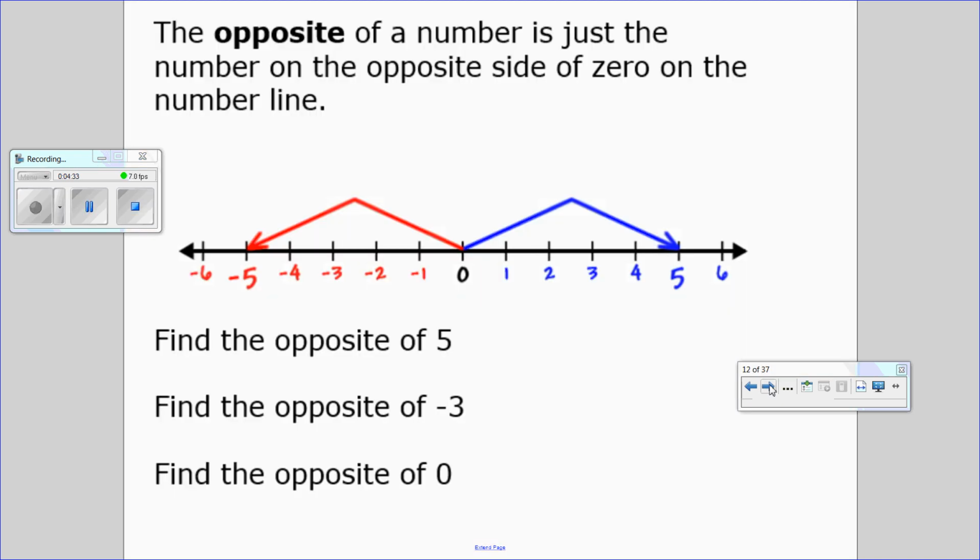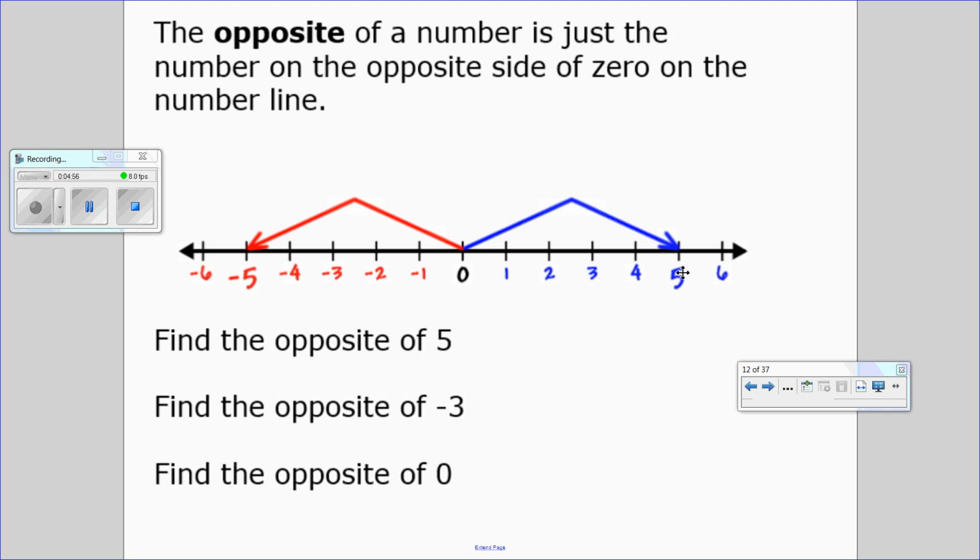So as you can tell, when they drove it in reverse, the miles kept going up because they are moving. When you are moving, distance is always continually with you, so it's positive. So the opposite of a number, today we're going to be talking about opposites. The opposite of a number is just the number on the opposite side of 0 on the number line.